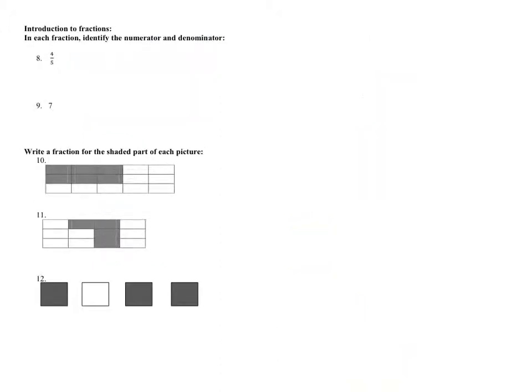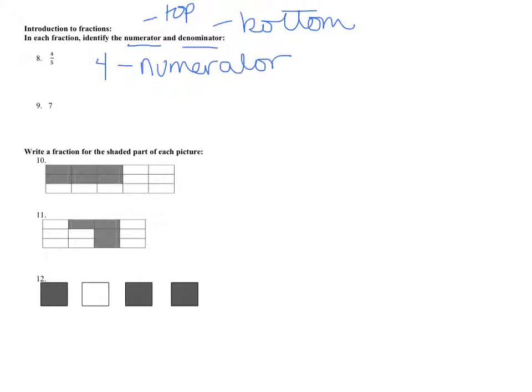Now let's take a look at an introduction to fractions. So in each fraction, let's identify the numerator and the denominator. Remember that the numerator is the top of a fraction and the denominator is the bottom. So first, if I'm looking at 4/5, I would say that 4 is the numerator in the top and 5 is the denominator.